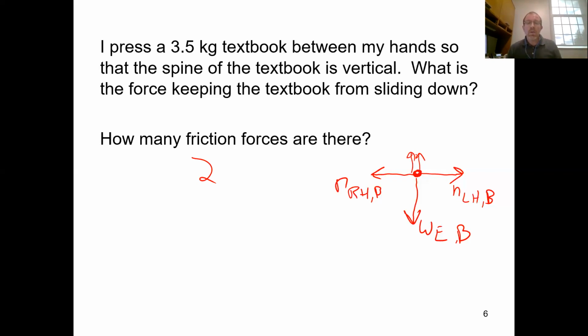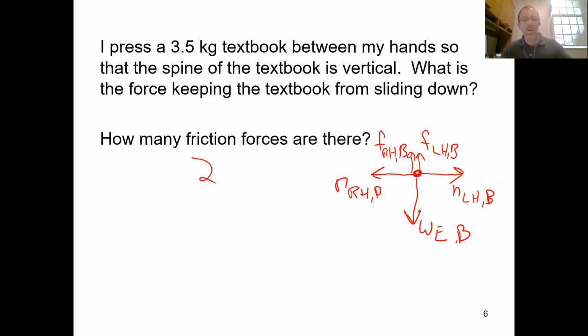Combined together, they must sum to whatever the weight is. So they've got to counteract the weight. So they're going to be exactly half the size of the weight force. And so this is the friction of the left hand on the book and the friction of the right hand on the book.